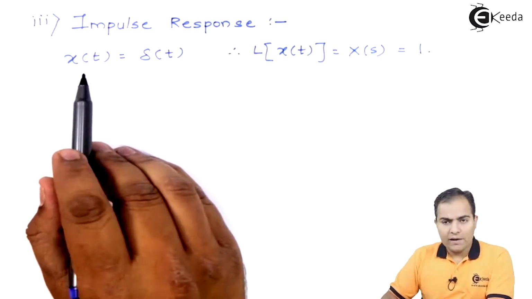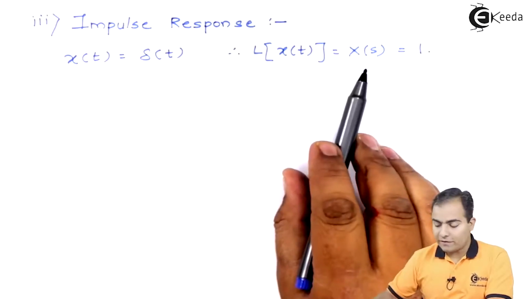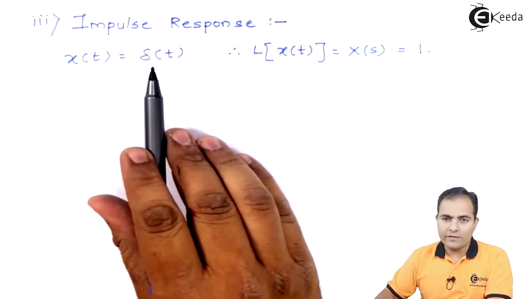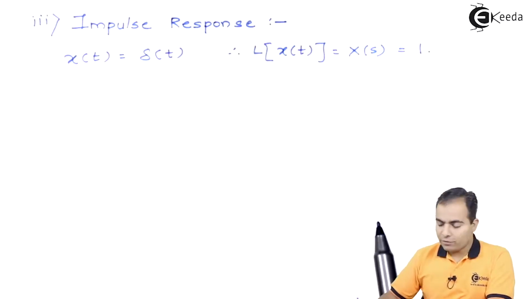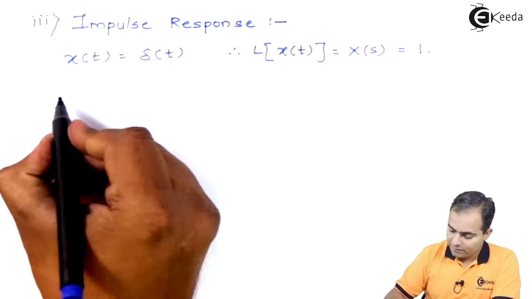Now, we know that the Laplace transform of x(t) is X(s), but the Laplace transform of delta of t is always 1. Now, what is given in equation number 2 that I am going to write over here?